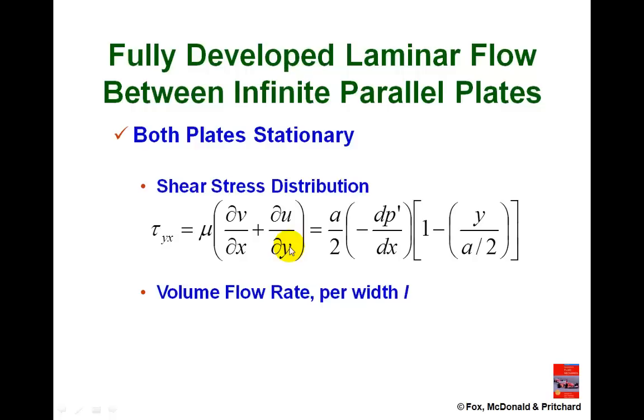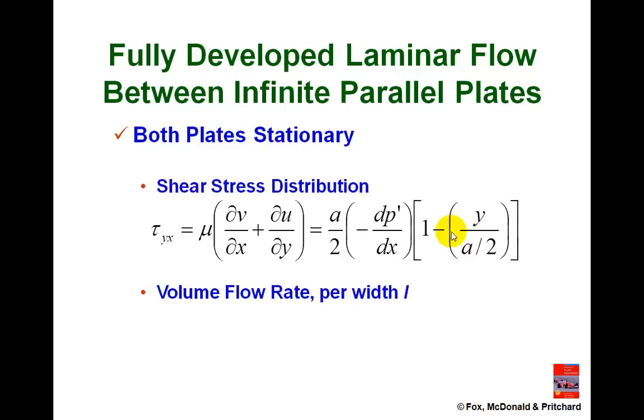So we substitute the u velocity, we take that first derivative, and we end up with tau is a over 2, the negative pressure gradient, multiplied by 1 minus y divided by a over 2.